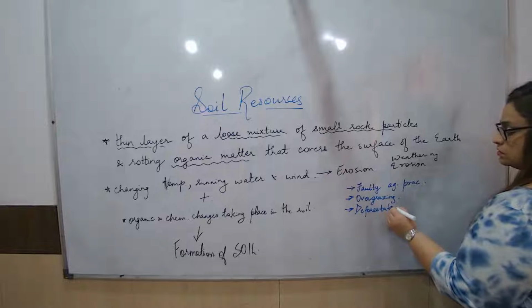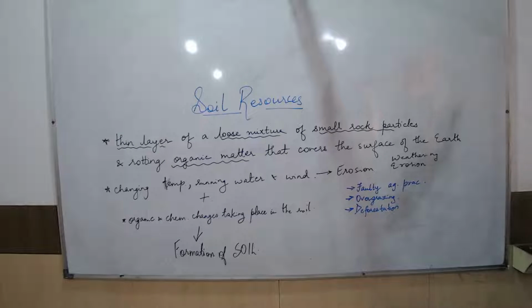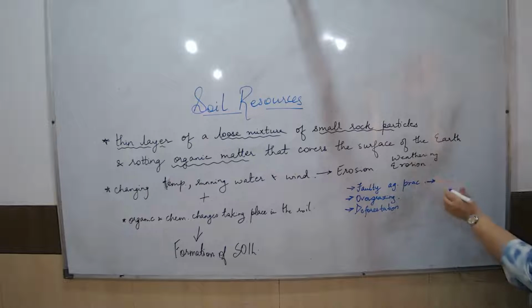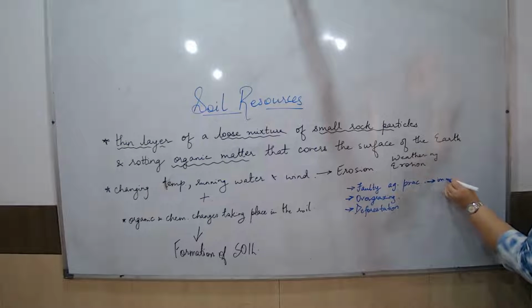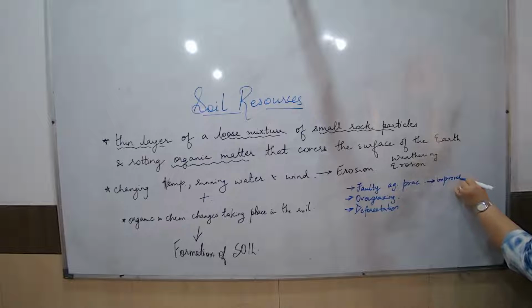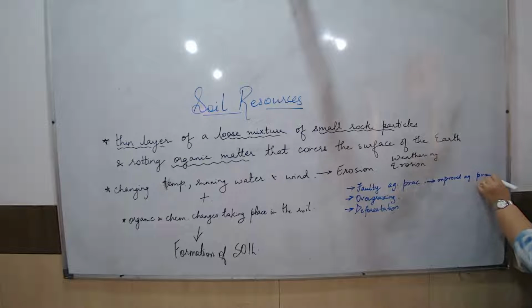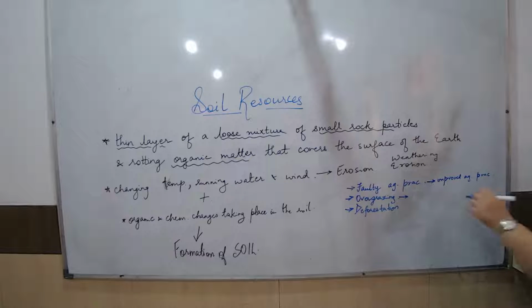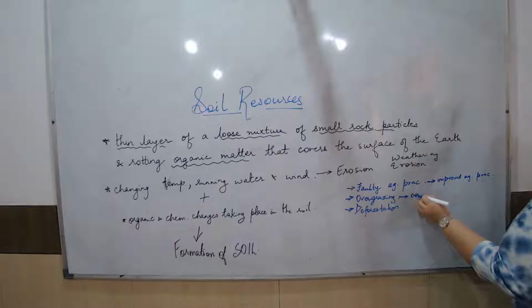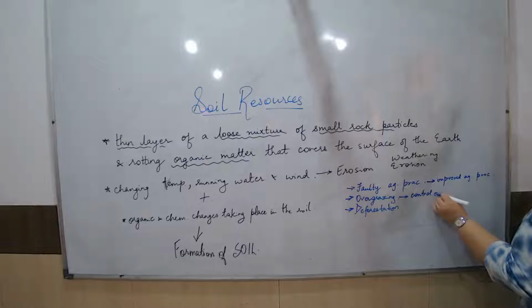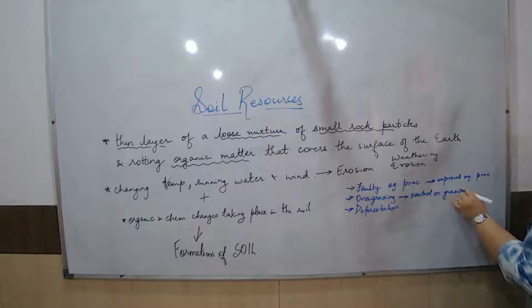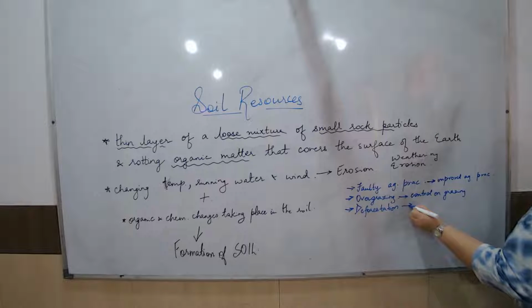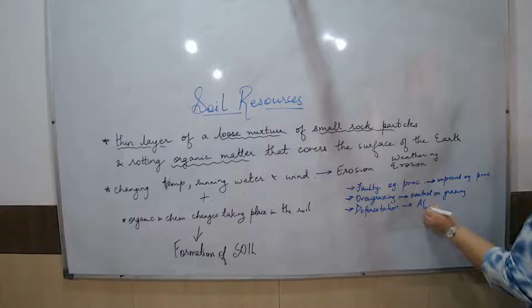What is the opposite of these? So these lead to problems. So how do you resolve these? With improved agricultural practices. Overgrazing should lead to control on grazing. And deforestation should lead to afforestation.